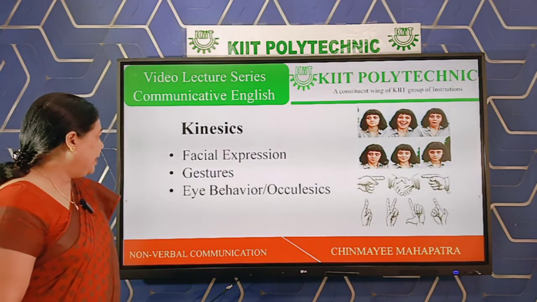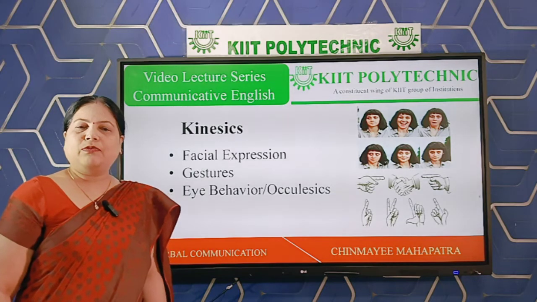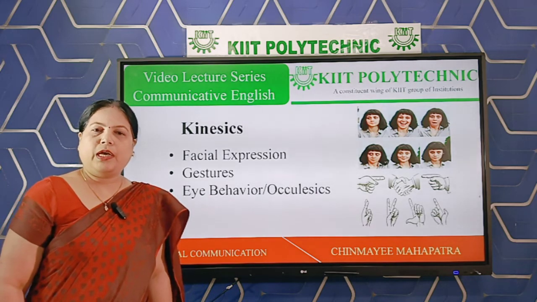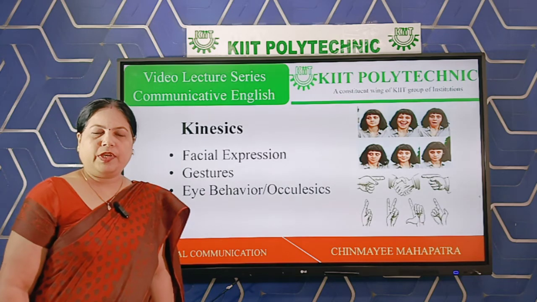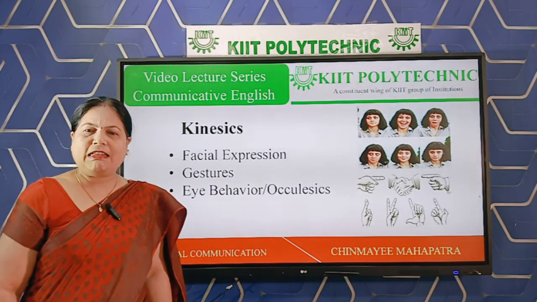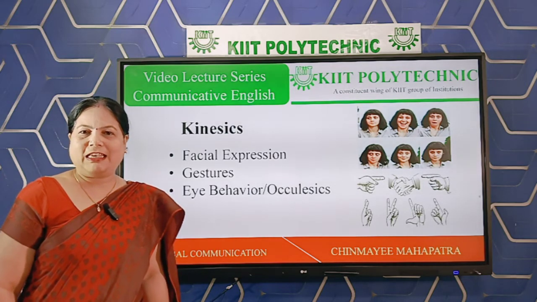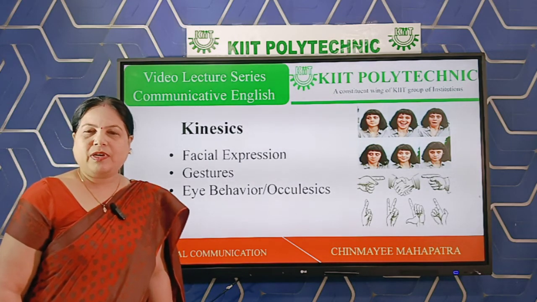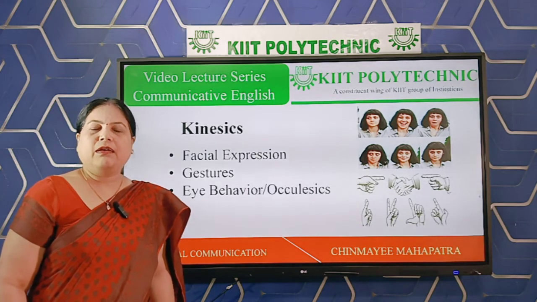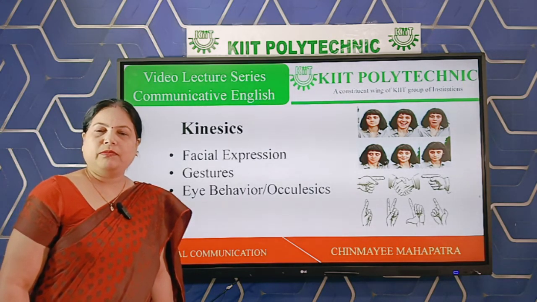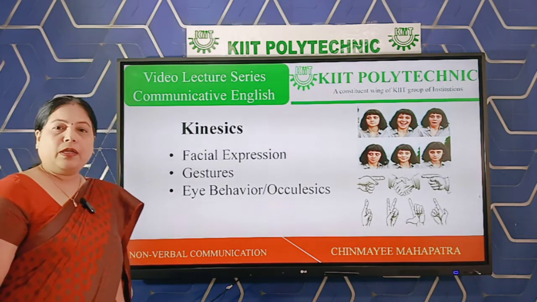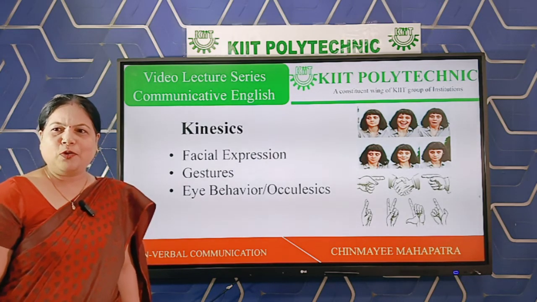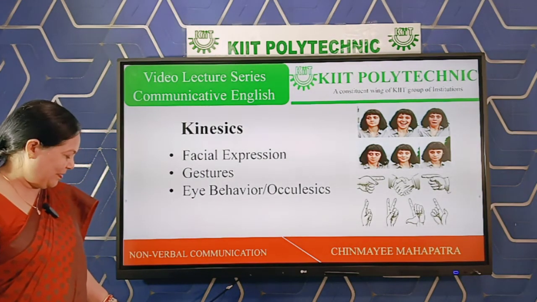Then coming to eye behavior or oculesics. The eye is one important part in non-verbal communication. In the eye, we show many types of things. From the eye, any receiver can know what I am thinking, if I am hesitating to talk, if I am interested to talk with you, if I don't want to speak. So love, care, sympathy, affection, hesitation, hostility, all these we can know from eye behavior or oculesics.